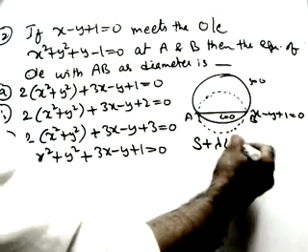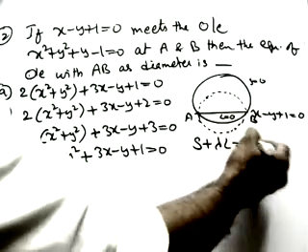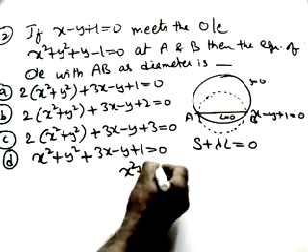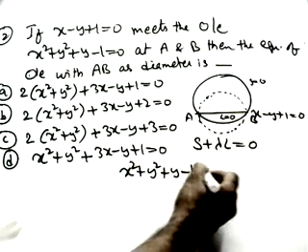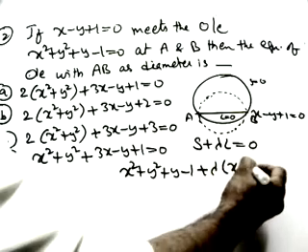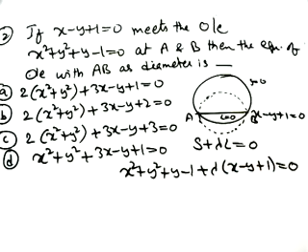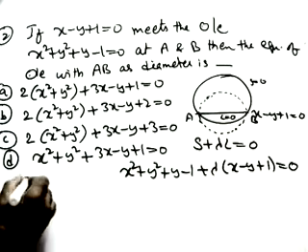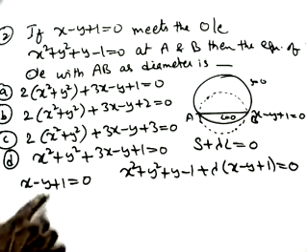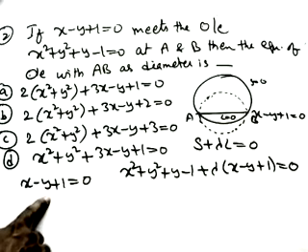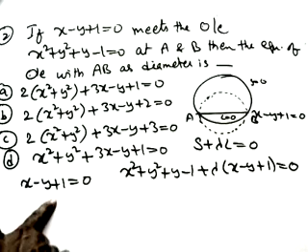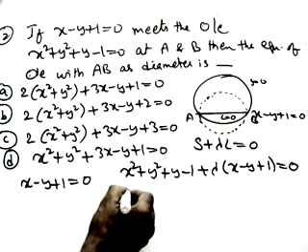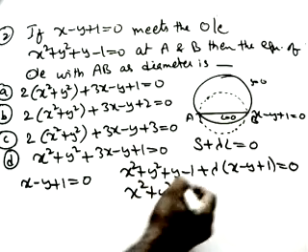Then the equation of any circle passing through their point of intersection is taken as S plus lambda L equals to 0. So S is the circle, x square plus y square plus y minus 1, plus lambda into the line x minus y plus 1 equals to 0. Now how to find it? This line is the diameter, so we have to substitute the center on this line. We find the center and substitute here, we will get the value of lambda. Again substituting lambda, we will get the equation of the circle.